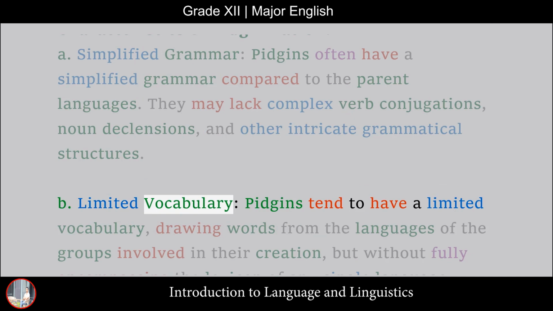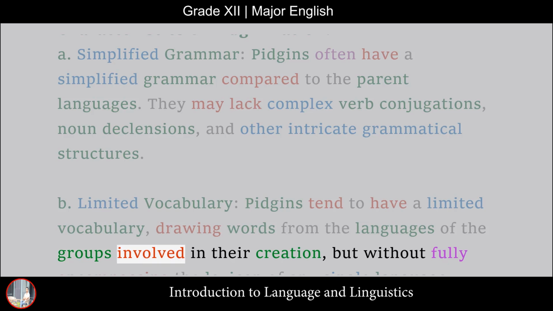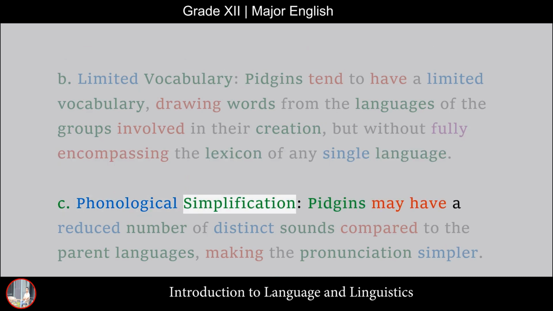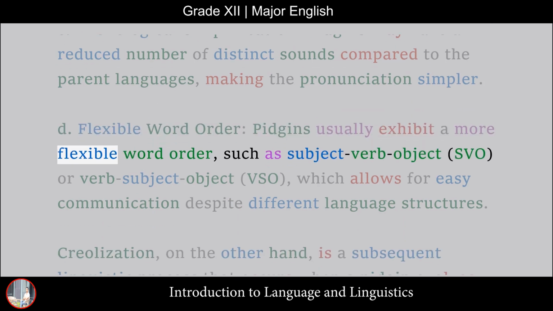B. Limited vocabulary. Pidgins tend to have a limited vocabulary, drawing words from the languages of the groups involved in their creation, but without fully encompassing the lexicon of any single language. C. Phonological simplification. Pidgins may have a reduced number of distinct sounds compared to the parent languages, making the pronunciation simpler. D. Flexible word order. Pidgins usually exhibit a more flexible word order, such as subject-verb-object, SVO, or verb-subject-object, VSO, which allows for easy communication despite different language structures.